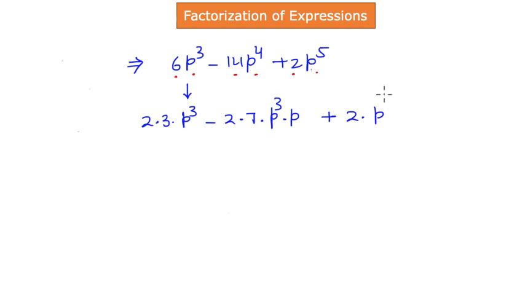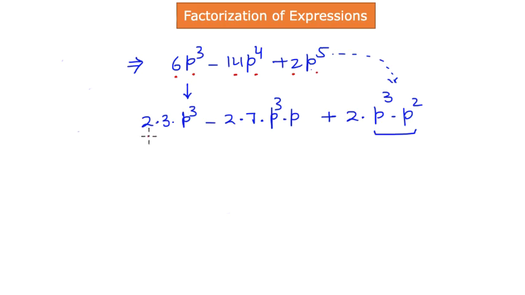P to the power 5 can be written as p cube and p square. You notice that even though I have written it as a product, when you multiply these two things, you get p to the power 5. So we can do that, right? That's how you actually find the factors.